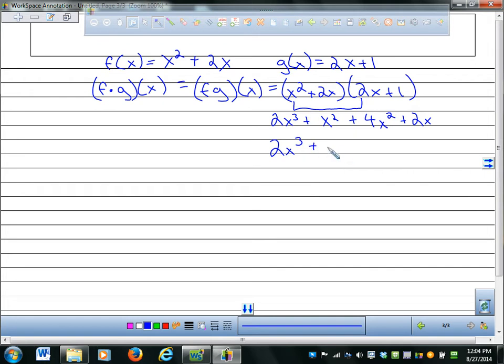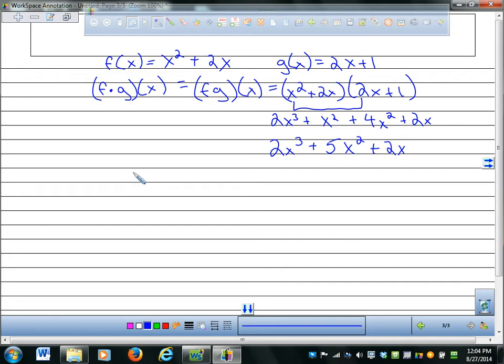Plus 5x squared plus 2x. And that's all there is to that. And again, in this case, you don't have to worry about the domain or anything like that, because both of those you could plug anything into. It's not going to make any difference.